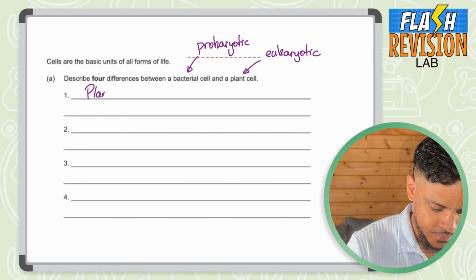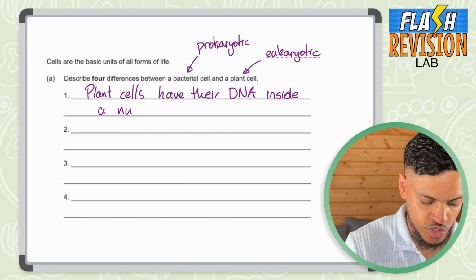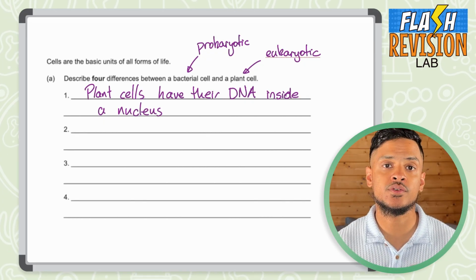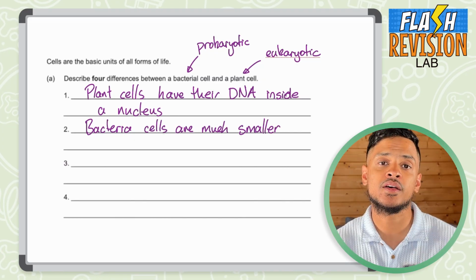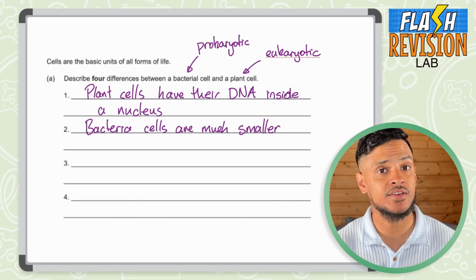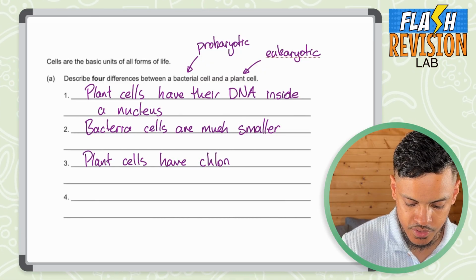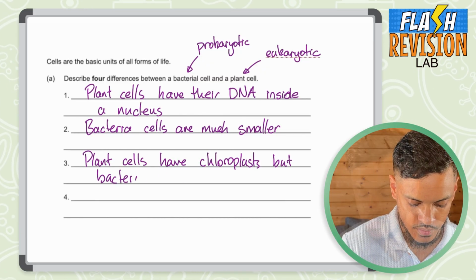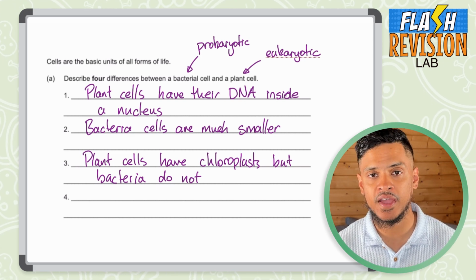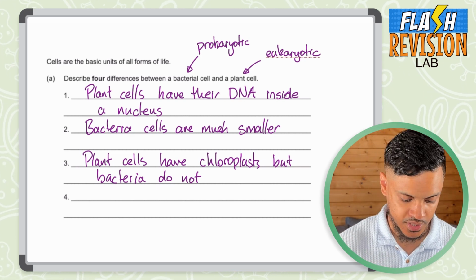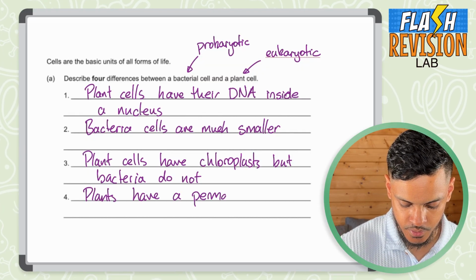We can say plant cells have their DNA inside a nucleus. Another difference between the two is that bacteria cells are much smaller than plant cells. So plant cells have chloroplasts, whereas bacteria cells do not. So you can say plant cells have chloroplasts, but bacteria do not. Another thing that plant cells have that bacteria do not is a large permanent vacuole. Bacteria cells do not have those. So we can write down plants have a permanent vacuole. And there you got it.